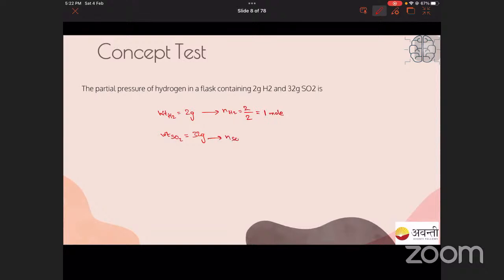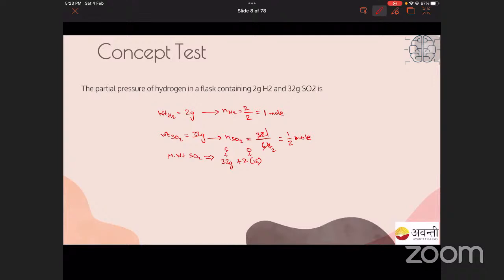And number of moles of SO2. What is the weight of SO2 given? That is 32 grams. And molecular weight of SO2 is nothing but from sulfur 32 grams molecular weight plus from oxygen, 2 oxygen atoms are there, 2 into 16, that is 32. Total how much? 64 grams. 32 by 64 gives us half mole of sulfur dioxide. Clear. Now we have known the number of moles present, right?